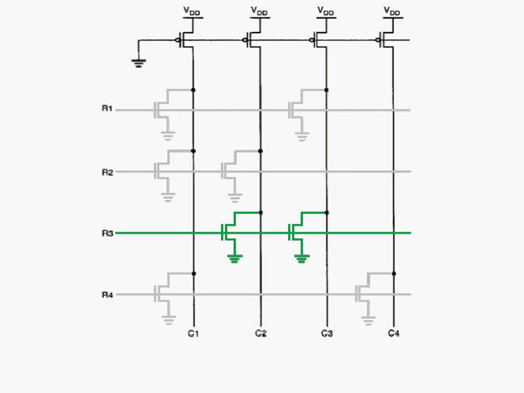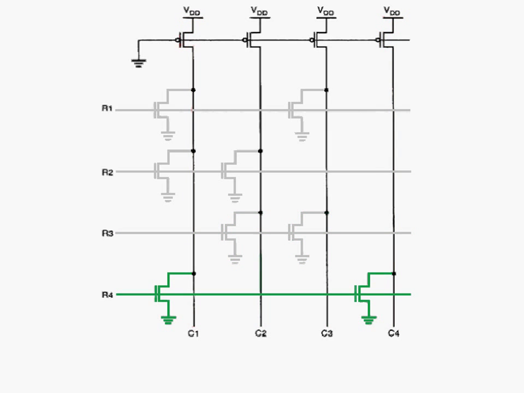Row 3 input is high, and row 1, 2, and 4 inputs are low. When the row 3 input is high, the NMOS transistor corresponding to row 3 in column 2 and 3 will be turned on. Therefore, column 2 and column 3 outputs will be tied to low. Since row 1, 2, and 4 inputs are low, the NMOS transistor in column 1 and 4 corresponding to row 1, 2, and 4 will be turned off. Therefore, column 1 and column 4 outputs will be tied to VDD.